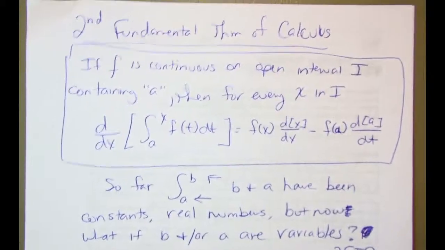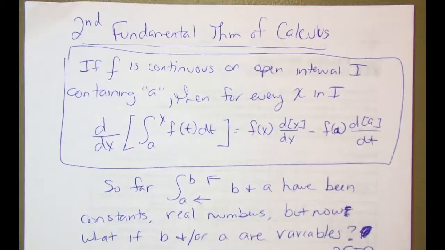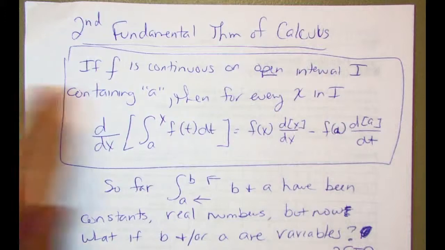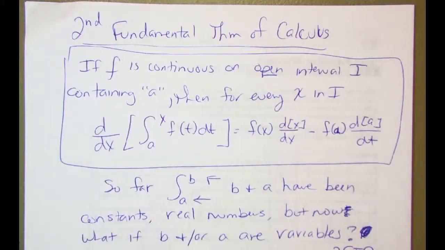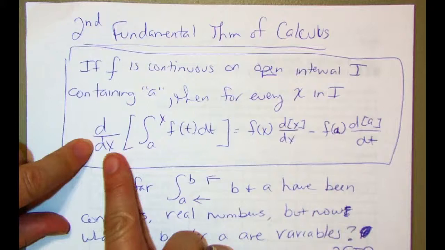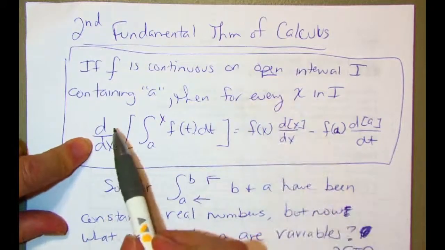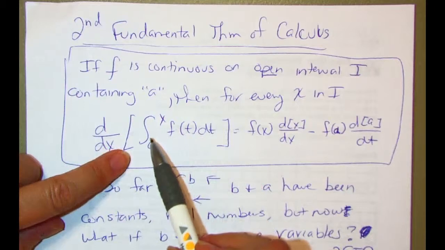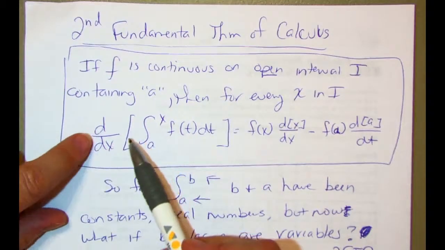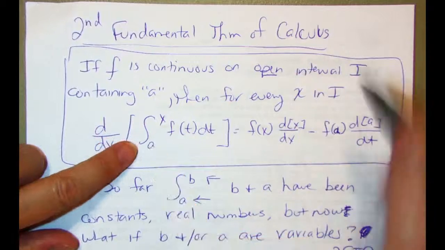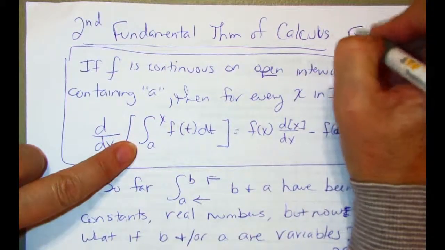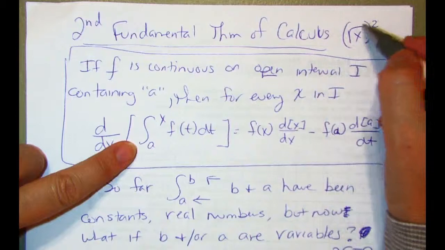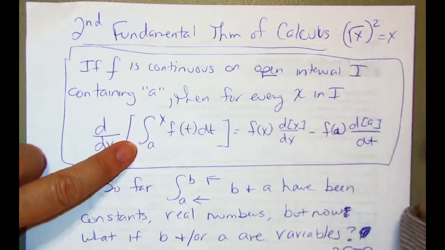There we go. Here comes the second fundamental theorem of calculus. If f is continuous on an open interval, we'll call that I, and this I contains a, then for every x in I, here is the second fundamental theorem of calculus. Look at this. I'm going to take the derivative of the integral. So this undoes this. It's something similar to when I have the square root and then I go and I square it.